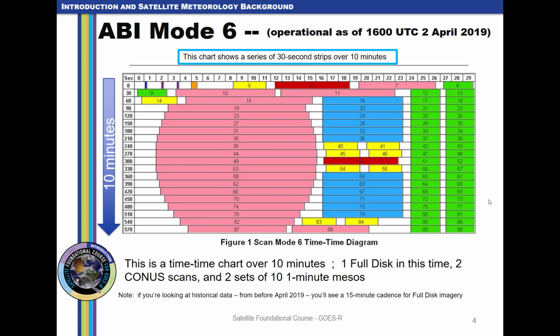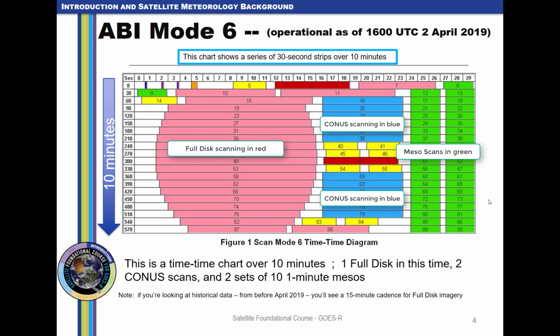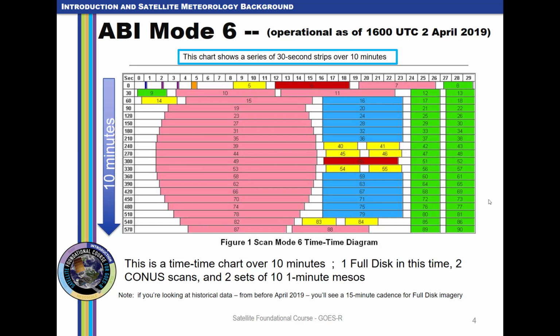These time charts show when and where the ABI is scanning in strips of 30-second intervals across the top. So there are sequential 30-second strips that start on the left-hand side. During the 10 minutes shown on this chart, 1 full disk image is scanned, 2 CONUS images are scanned, and a mesosector is scanned 20 times. Alternatively, 2 different mesosectors can be scanned 10 times. White space on this chart is instrument idle time. No radiation is being sensed.